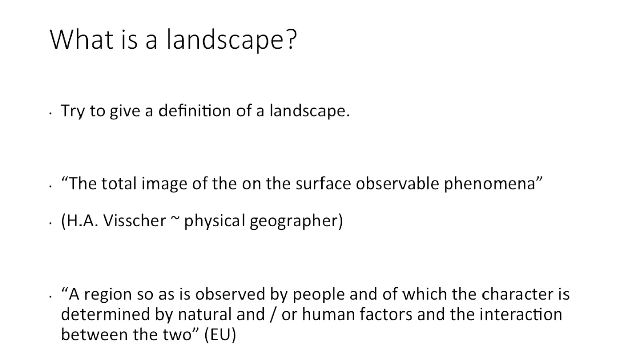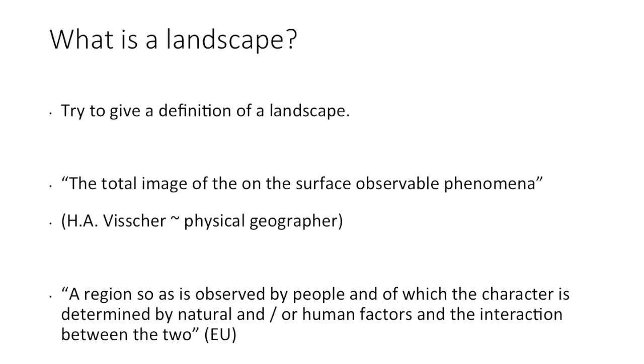One was by Mr. Vischer, who is a physical geographer, and he says, everything that you see on the surface of the earth is called a landscape. It's the total image of the observable phenomena on the surface. It's just a fancy way of saying everything you can see.